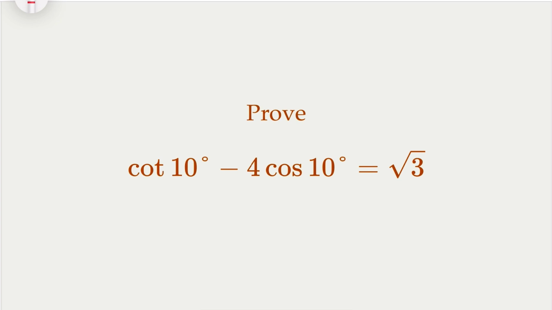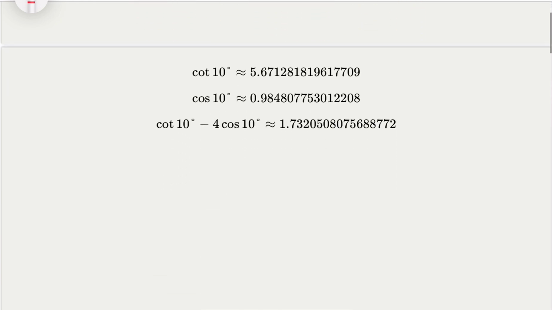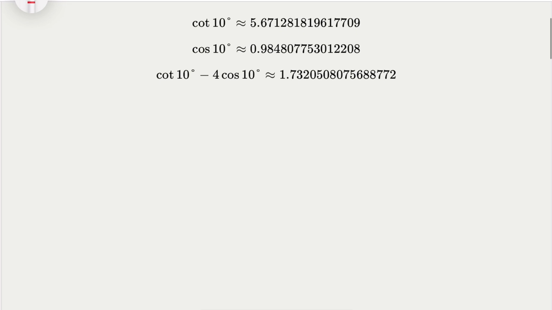Here we would like to prove cotangent 10 degrees minus 4 cosine 10 degrees equals square root of 3. All right, so I ran a computer program and it looks like the equation does hold, even though this is an approximation. Of course, how would you prove it? Do we need to calculate cotangent 10 degrees in closed form? Not an easy task. You could try, but we don't have to.